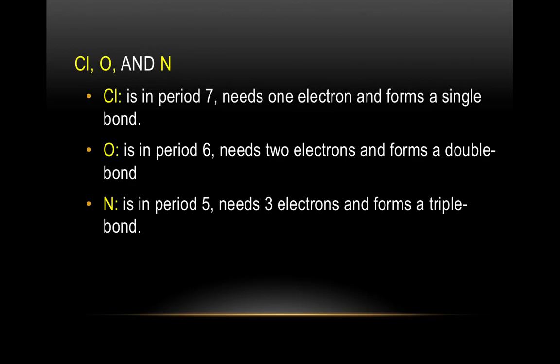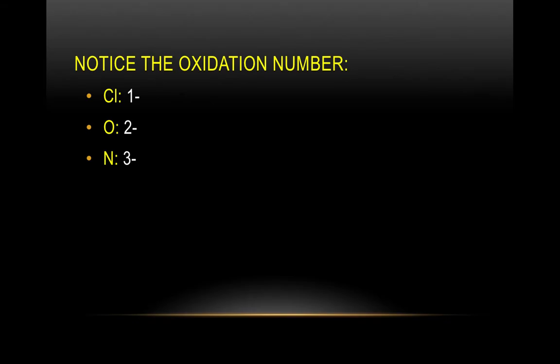Because of that it needs 2 electrons, forms a double bond, and then we just figured out nitrogen's in 5. It needs 3 electrons, and because of that it forms a triple bond. This is also related to their oxidation number, so you can write an oxidation number on top of each one of the groups, and that tells you how many electrons, remember, if you look back in your notes, need to be gained, lost, or shared in this case to be full.